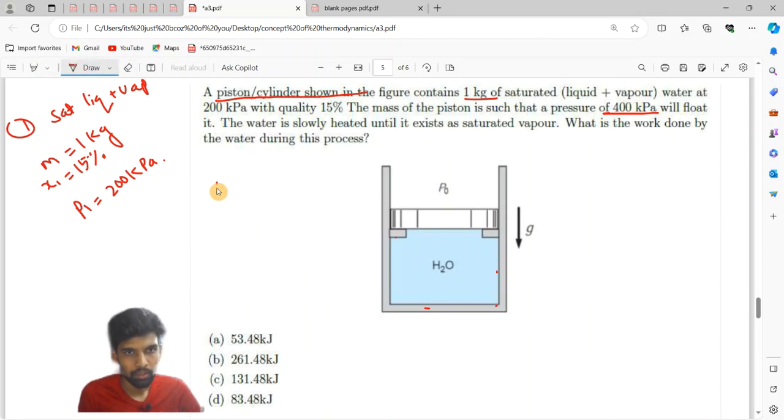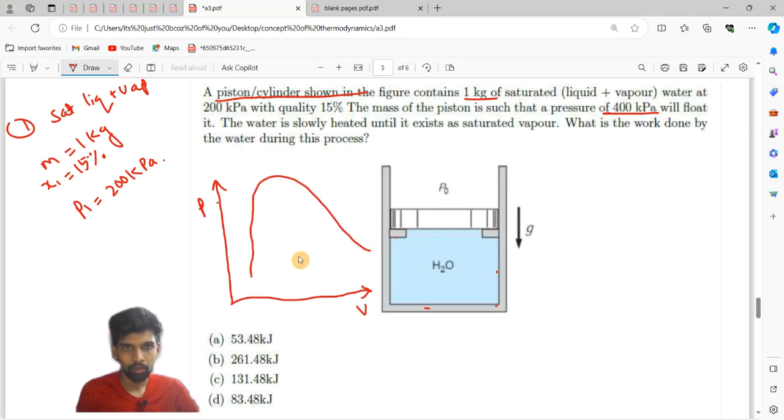That drawing. So this is our volume axis. This is pressure axis. Okay, so we are somewhere here. Let's say that is our state 1.